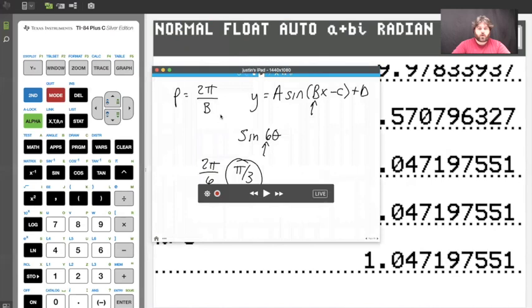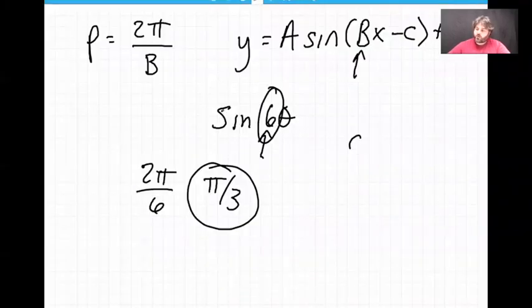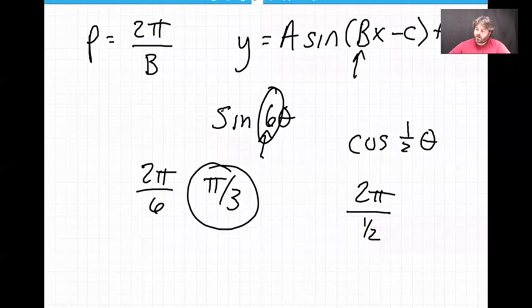So just remember that formula, 2 pi over b, where b is the coefficient here. Now what if we had cosine of 1/2 theta? Well, you do 2 pi over 1/2. And remember what we do is flip that fraction over and multiply. So you'd actually have 4 pi. So that would make it more spread out. I can show you that again on here.